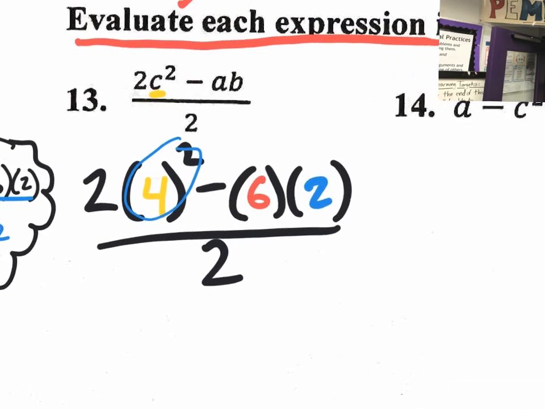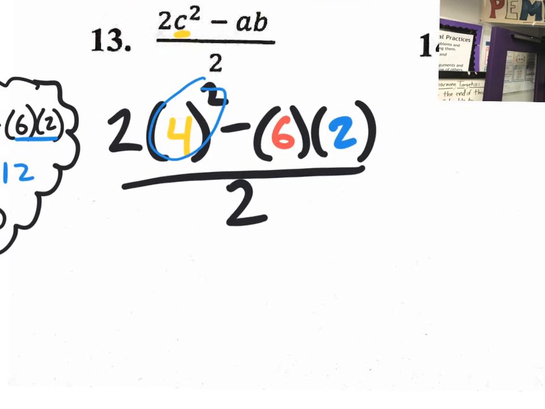So the top is really 20. So down here, instead of writing all that stuff, I'm going to just write 20. And then on the bottom, the number 2 is already simplified. So we really have this problem saying 20 divided by 2. 20 divided by 2 is 10. Okay, that's your final answer for this question.